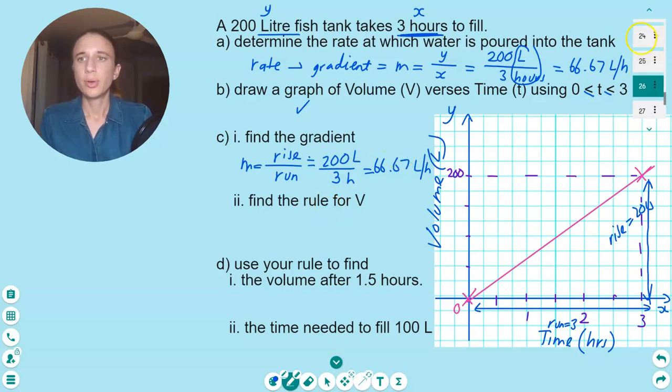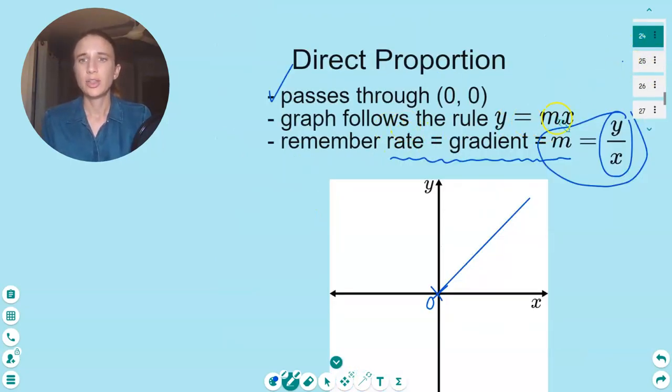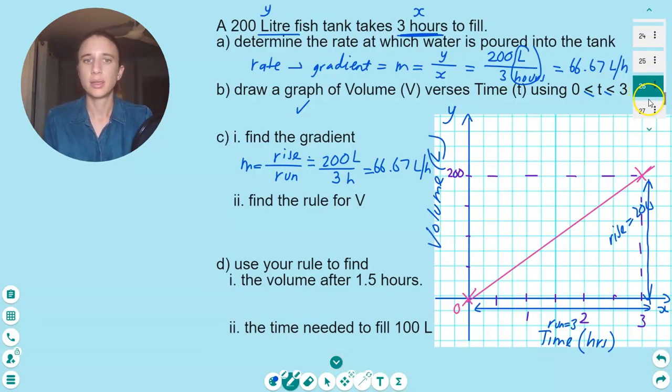Find the rule for V. Okay. Remember back here? The graph of direct proportion relationships follow y equals mx. So just write it straight down because it's direct proportion. And we want to leave our variables y and x in the equation. So I'm just going to replace m in there. 66.67x.